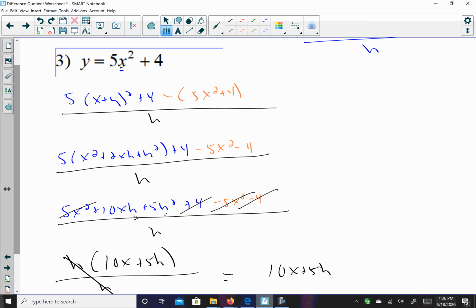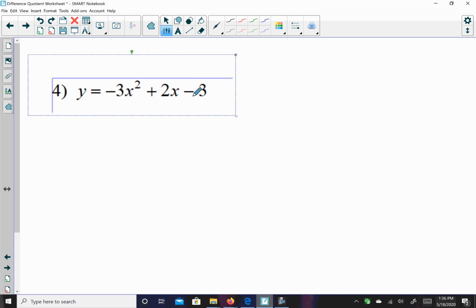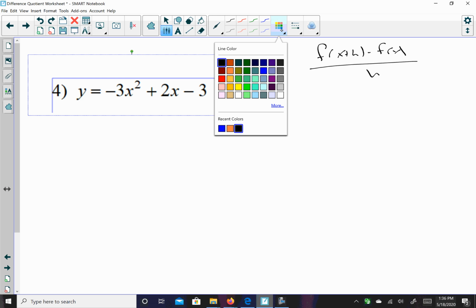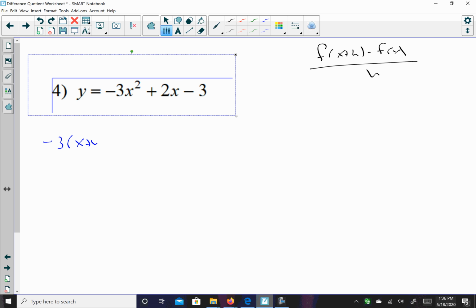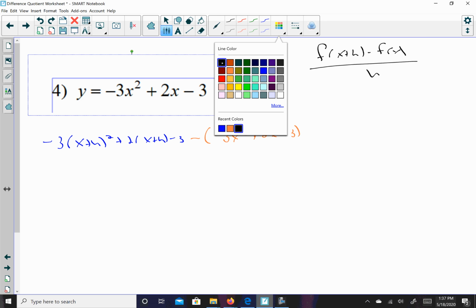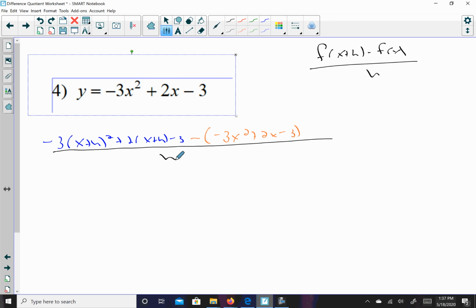So up until this point, we've only had to substitute that x plus h in once. The next one, we have x in two places, so I'm going to have to substitute that x plus h in twice. So again, here's the formula for the slope of the secant line. So when I go to do this, I'm going to have negative 3, and then this will be x plus h squared, plus 2 in place of that x plus h, minus 3. Now I'm going to subtract the original equation. So I'm putting that original equation in parentheses to remember to correctly distribute that negative sign, and all over h.